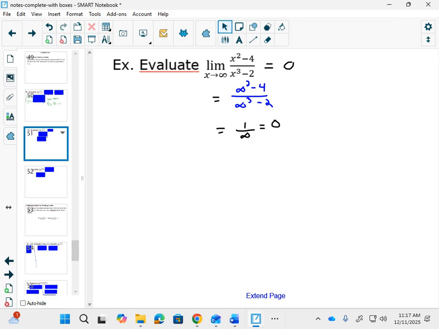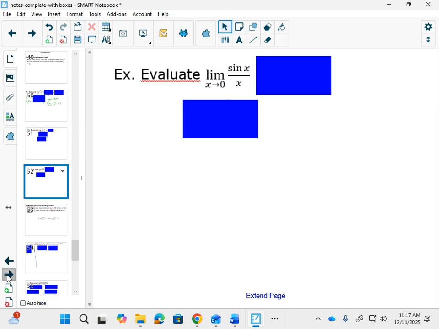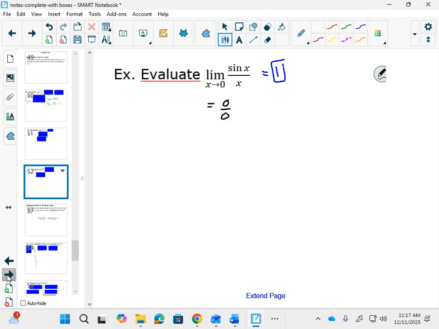So these are some review ones that we've done before. And this is a review one. We talked about it yesterday. We used to have this memorized to be 1. Okay? But now it is an indeterminate form. Put that in brackets.